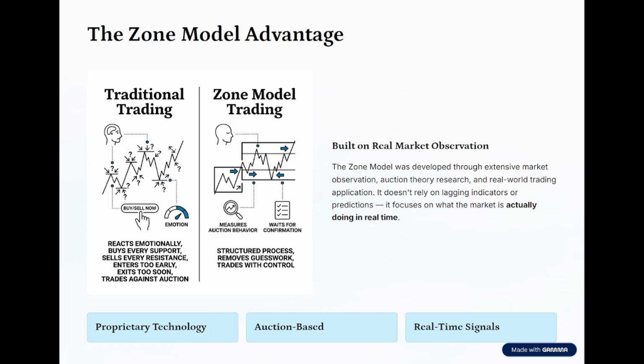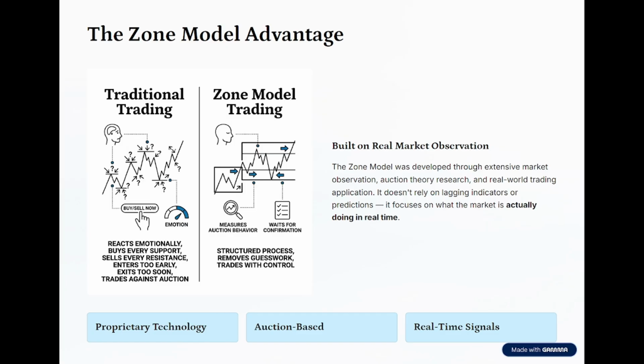The zone model advantage. In traditional trading, most people react emotionally. They buy every support, they sell every resistance, they're entering too early or exiting too soon, and little do they know they're trading against the underlying auction. With our zone model trading advantage, you'll have a structured framework. It removes the guesswork and will leave you in more control of your actual trade.